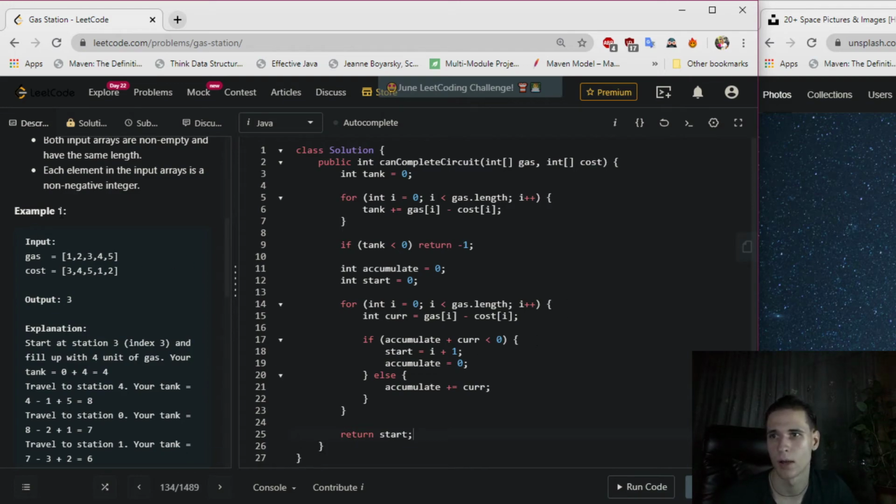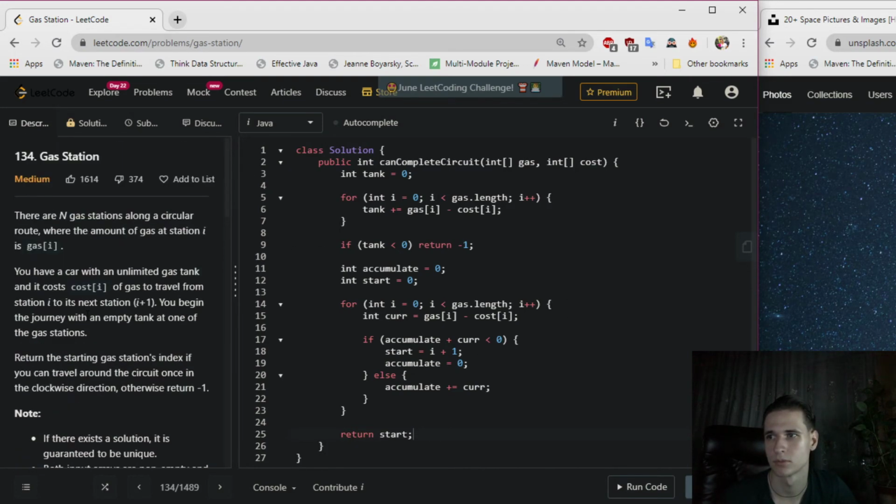That's the whole problem. Hope you understand, because I think I explained it pretty well, I would say. There is a tank variable equals to 0. We just need to make sure that there is enough fuel on this circular route, and if it's not, then we just automatically return -1.